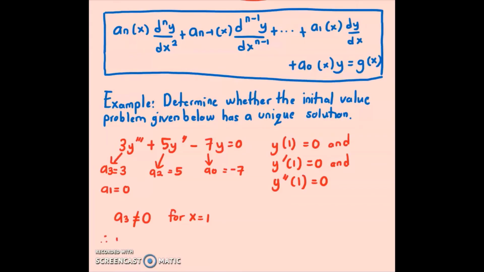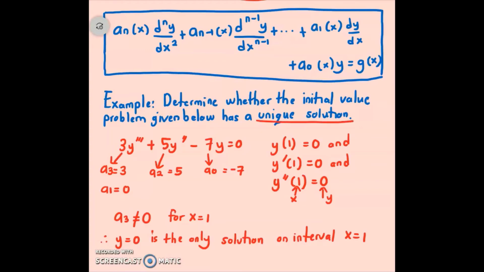Therefore we say that y equals 0 is the only solution on the interval x equals 1. Okay, this is my x, these are the y values. So y equals 0 is the only solution on the interval I equals 1. Okay, so this is how you determine whether the solution is unique.